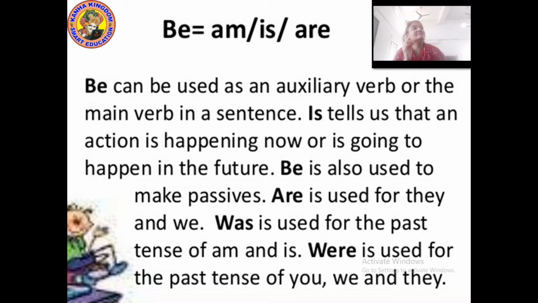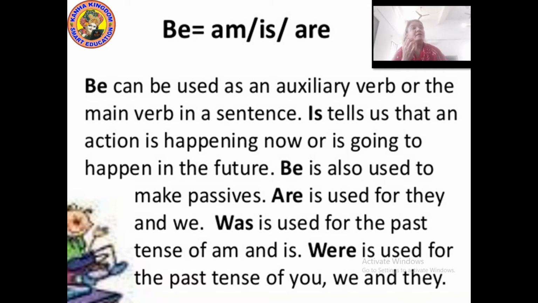Is tells us that an action is happening now and is going to happen in the future. Now the verb is. Be means is, am, are, right? Now is is used for singular form. The auxiliary verb is tells us about the action which is happening now or whether it is going to happen in the future.